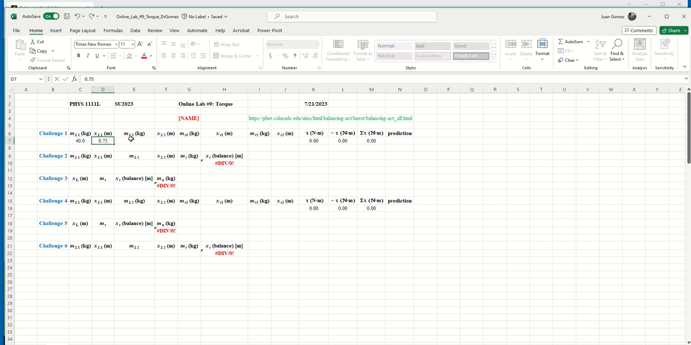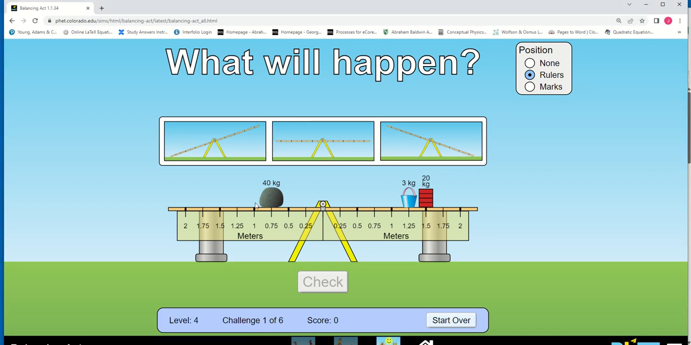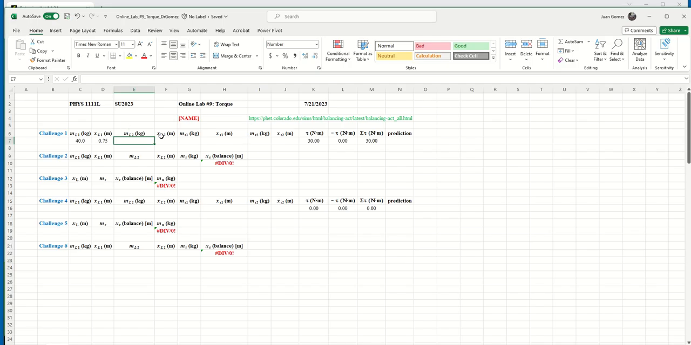Now notice, depending upon the simulation, you might have a second mass to the left, but in this case we don't. We only have one mass to the left. Now on the right side of the pivot we have two masses: the 3 kilogram at 1.25 and the 20 at 1.5. So now let's go to the spreadsheet, the template. In this case I don't have a second mass to the left, so ML2 is blank, XL2 is blank. Now let's go to the right.